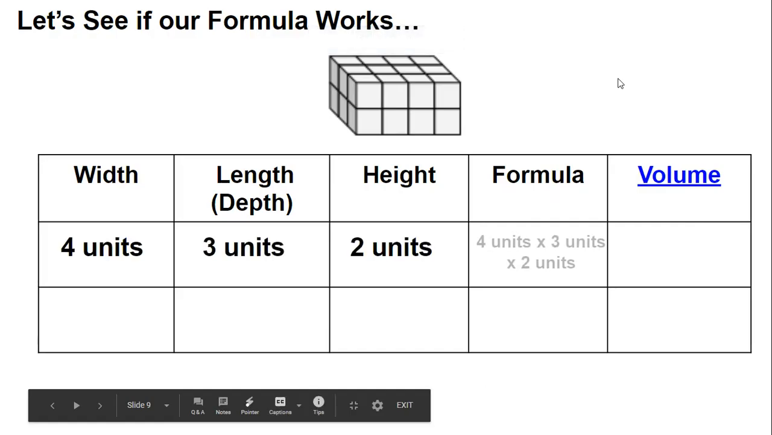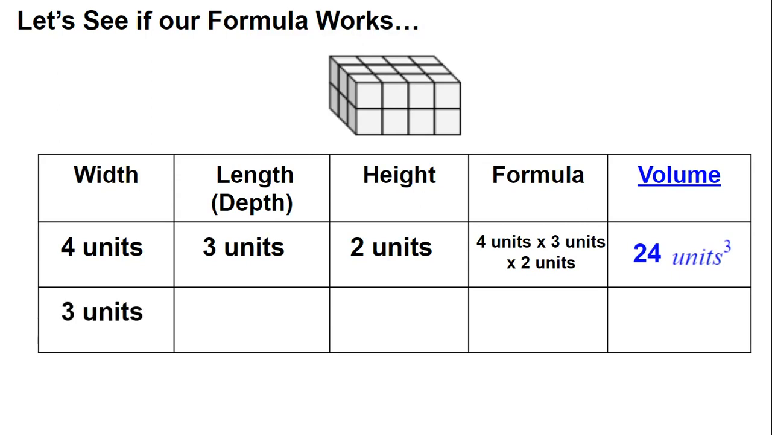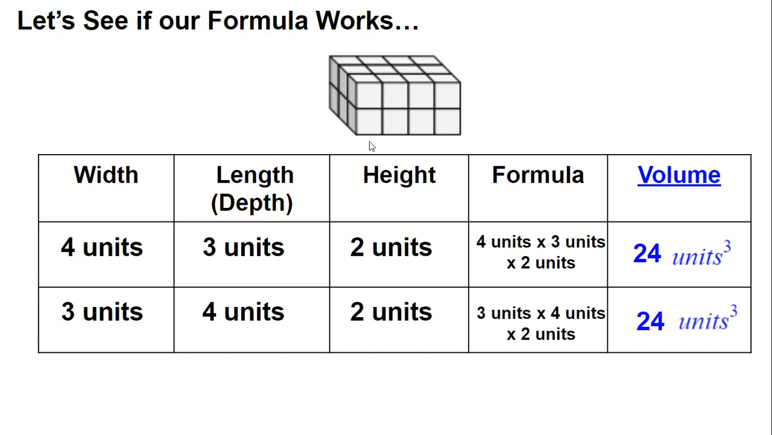We know 4 times 3 is 12, times 2 is 24. If we turn the rectangular prism onto its side, 3 units, so the width would be going back, times 4 units going across is 12, times 2 units going up is still 24 units cubed.